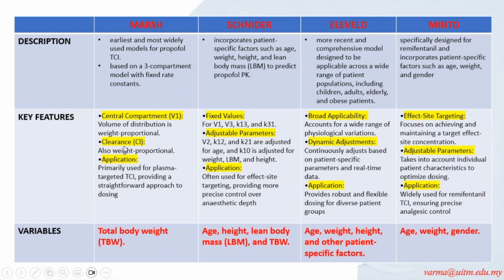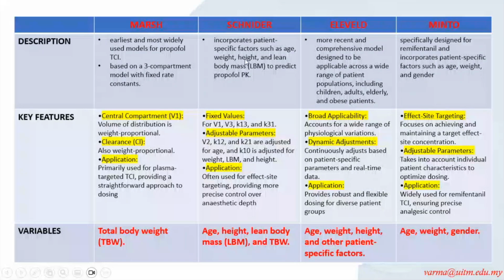So the key features: MASH targets the central compartment in a conventional pump, with plasma being the target site. Volume of distribution is weight proportional because we put in a target total body weight. Clearance is also weight proportional. Application: used for plasma-targeted control in a conventional TIVA. Okay, a straightforward approach to dosing.